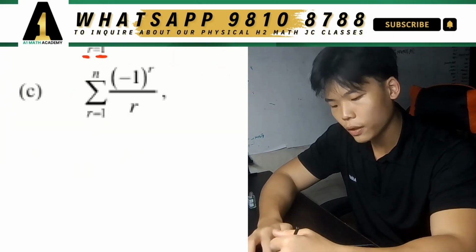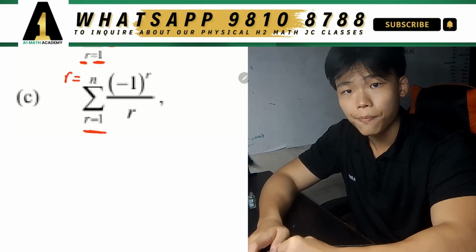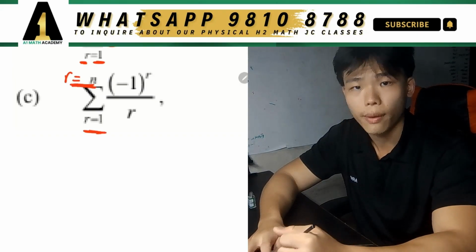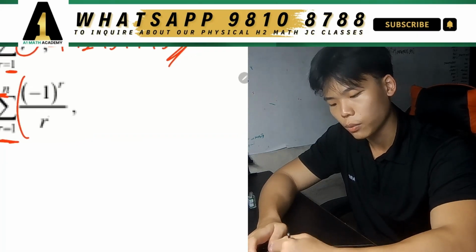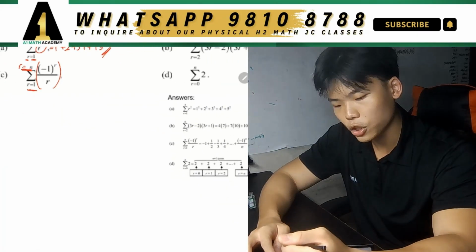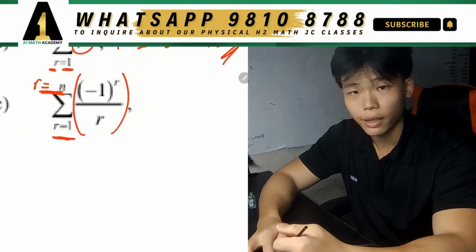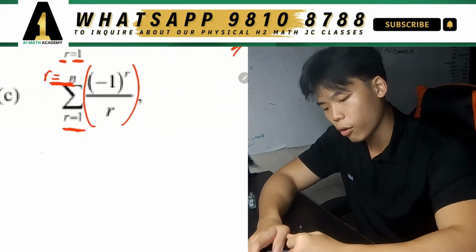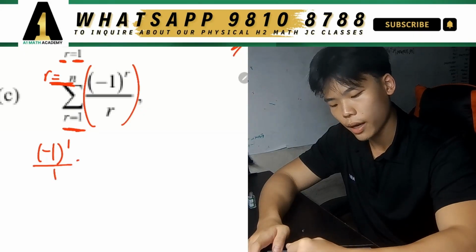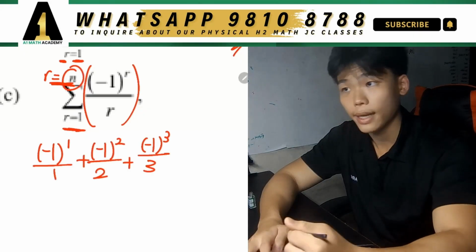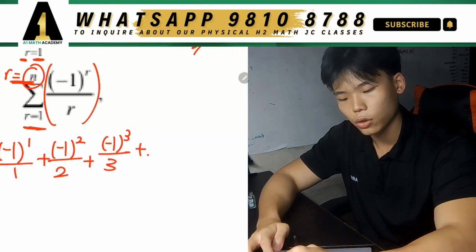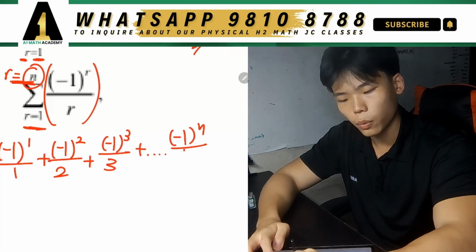Okay, next. Over here, we start from r equals 1 and we go all the way until r equals n. So this basically gives us a general term. Again, we are supposed to write it out explicitly. So we go from 1 over 1, plus 2, plus 3, then we go all the way until n, so we plus dot dot dot until we go all the way until n.